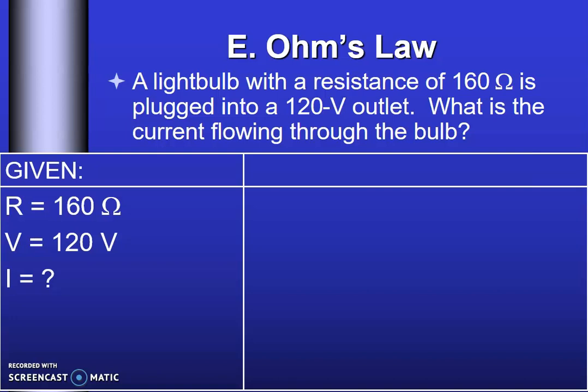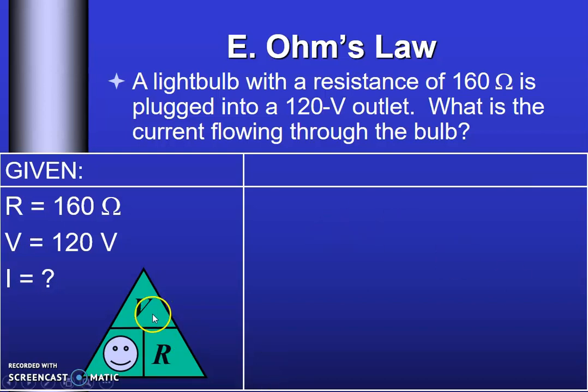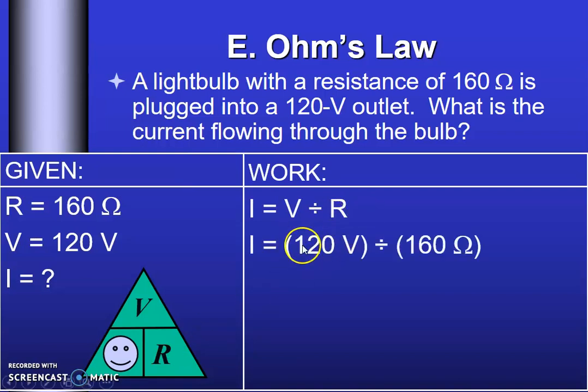Okay, so I have an R, a V, and an I, so I can look at my equation sheet and say, okay, what equation do I have that uses these items? Okay, obviously our newest one that we just got. Okay, we're going to cover up that I because that's our unknown, and then we do what it tells us to do. So it says that we need to do V divided by R. And then we just plug in our numbers. So we need to do 120 divided by 160, and we get 0.75 as our calculated answer.